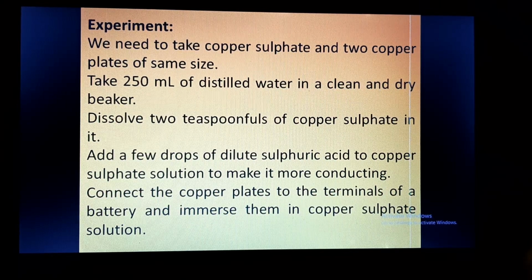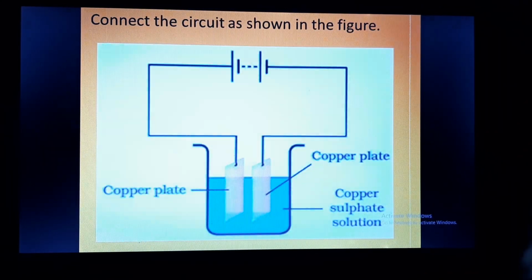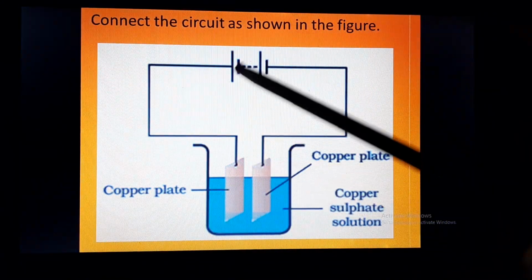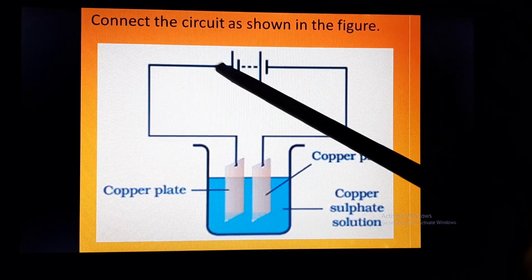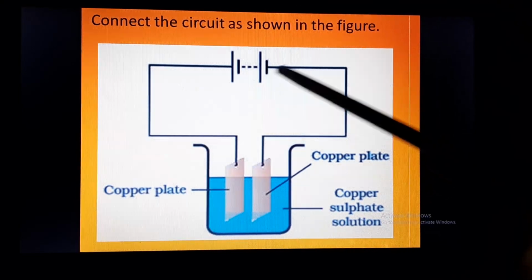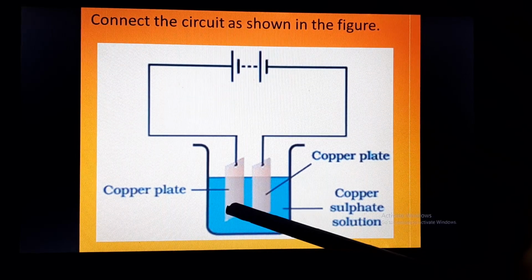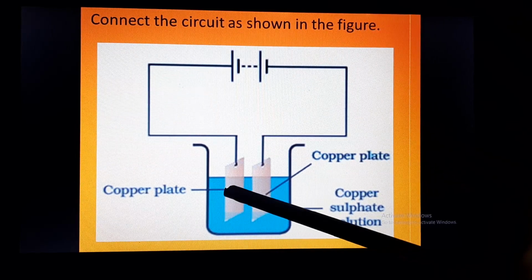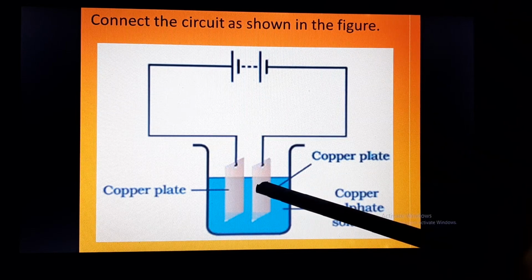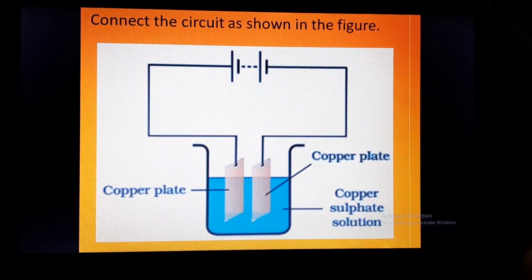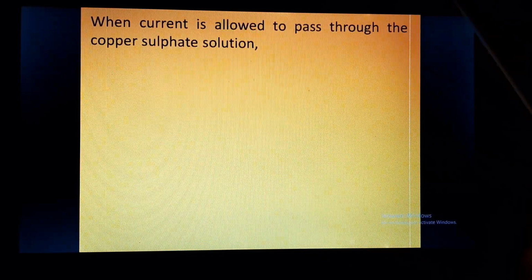Connect the copper plates to the terminals of the battery and immerse them in the copper sulfate solution. Connect the circuit as shown in the figure. Here you can see this is the battery, with the positive terminal connected to one copper plate and the negative terminal to the other copper plate. This one connected to the positive terminal is the anode and this is the cathode, and this is the copper sulfate solution, which is blue in color.